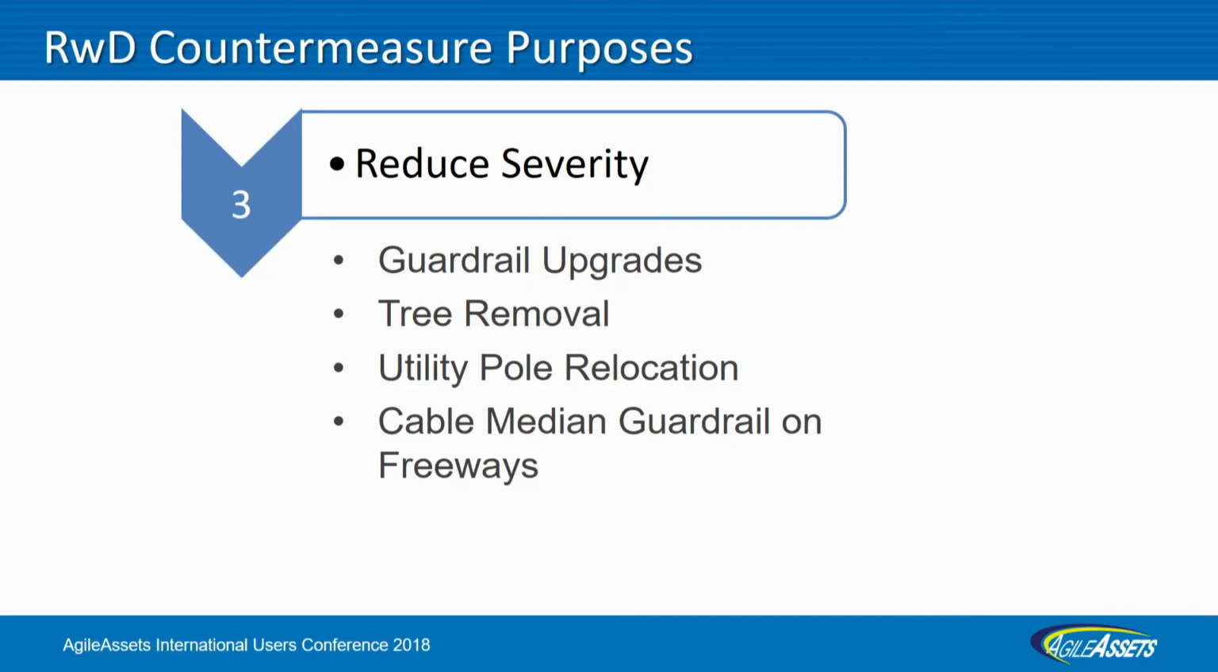Reducing the severity, we've focused a lot on upgrading our guardrail, removing trees from our right-of-way. We haven't gotten too much into utility pole relocation yet, but we're starting to look at that. And we've got a lot of cable median guardrail on our freeways to try to prevent median crossovers. And we're increasing that each year.